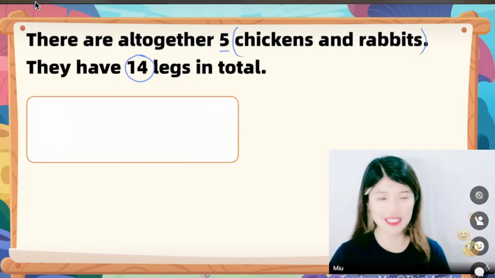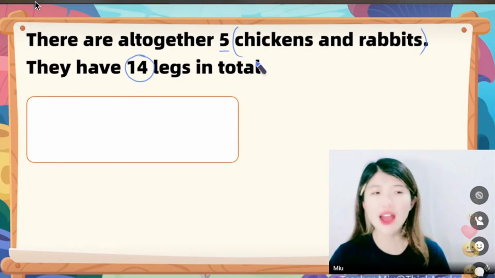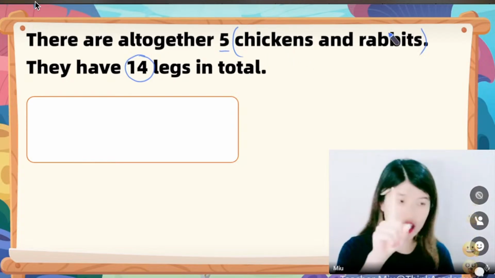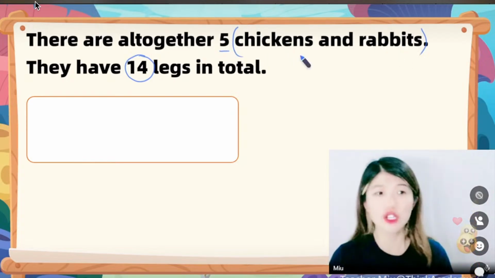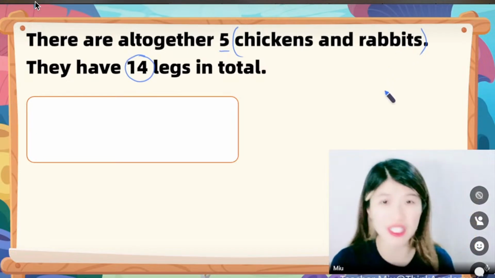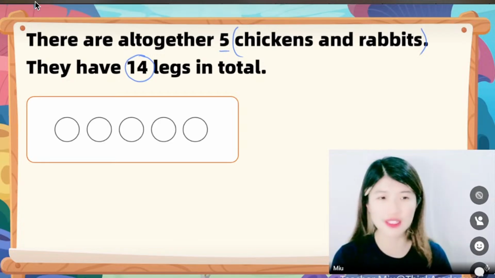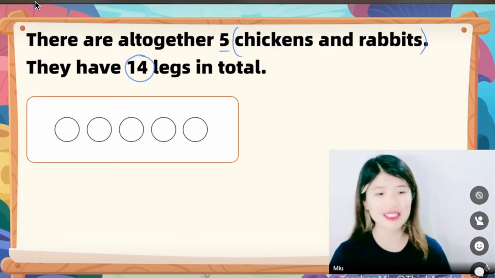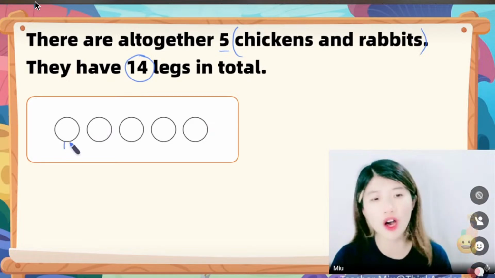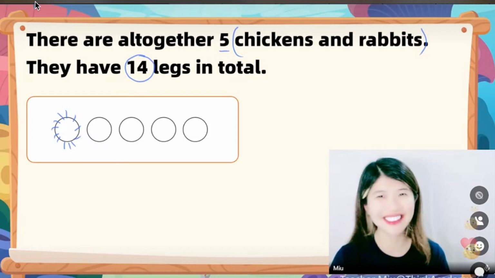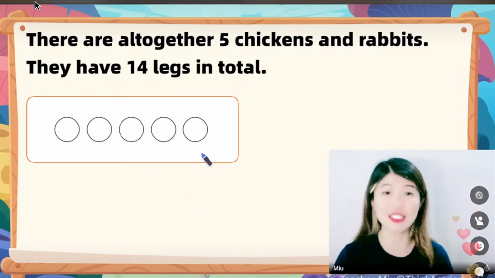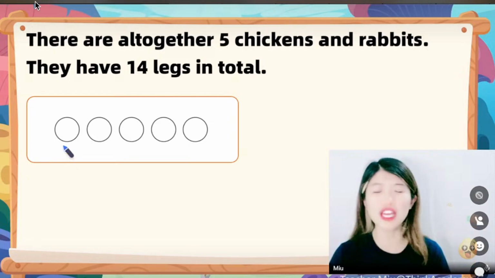First thing first, a chicken has 1 head each, and a rabbit also has 1 head each. So 5 chickens and rabbits altogether are supposed to be how many heads? Supposed to be 5 heads, right? So now we have 5 heads. We just draw this as a head, no matter whether it's a chicken or a rabbit. What about legs? Can I put all the 14 legs on one head like this? No way, right? We are not drawing a spider. So we can just draw legs.